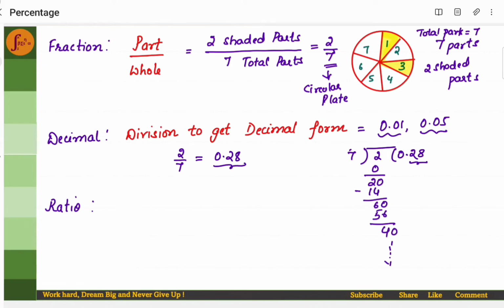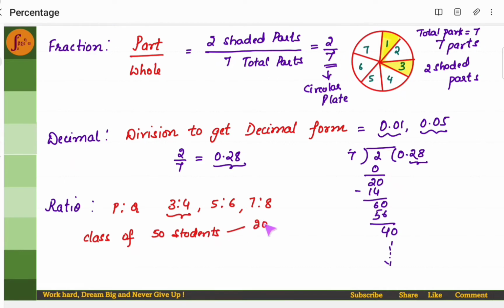Now what is a ratio? A ratio is of the form P is to Q. Something like 3 is to 4, 5 is to 6, 7 is to 8. These are ratios. Say, for example, in a class of 50 students, I say 20 are girls and 30 are boys. If I have to write this as a ratio, I would say 20 girls is to 30 boys. This is the ratio.